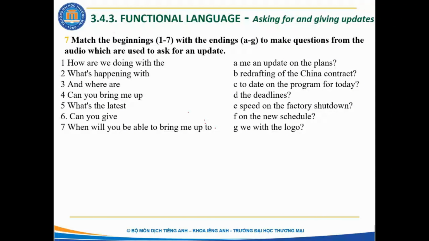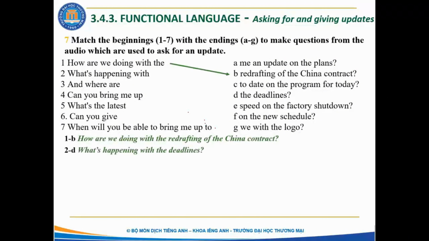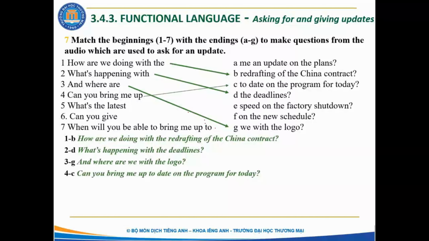So for number 1, we match with 1B, right? How are we doing with the redrafting on the China contract? And for number 2, what's happening with the deadlines? So we match number 2 with D, right? And number 3, and where are we with the logo? So number 3, we match with G. And for number 4, what's the answer? So number 4, we match 4 with C.